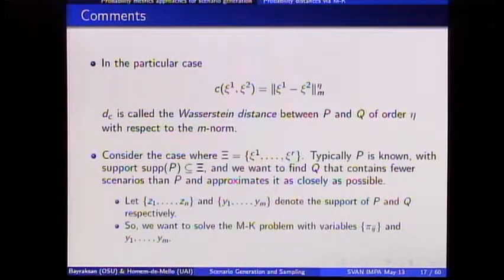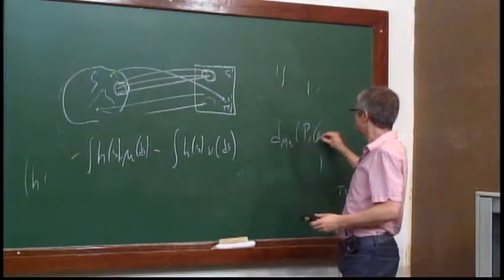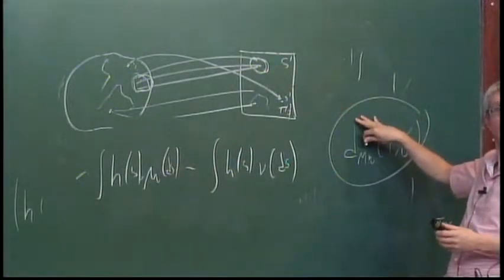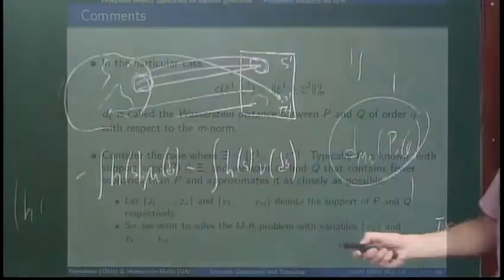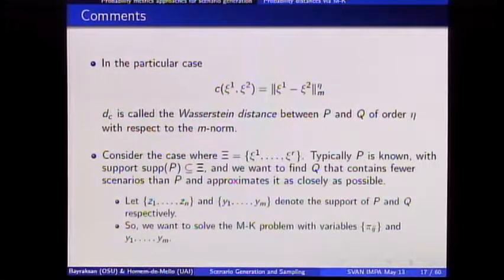So we have a bound. In this particular case, this is called the Wasserstein distance. We can take a particular c function, and you get the Wasserstein distance. So now all we need to do is try to minimize the Monge-Kantorovich distance between P and Q. And if you minimize this, you minimize everything else. So minimizing this means, for example, that with my original P, I want to find a subset of the support of P that minimizes that function.